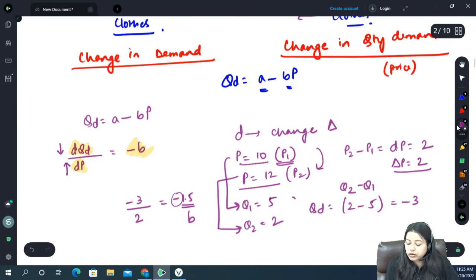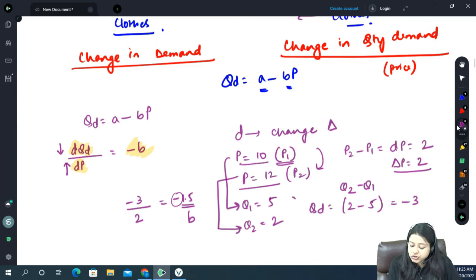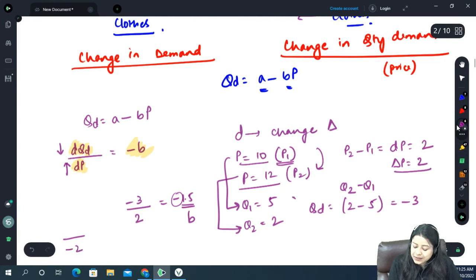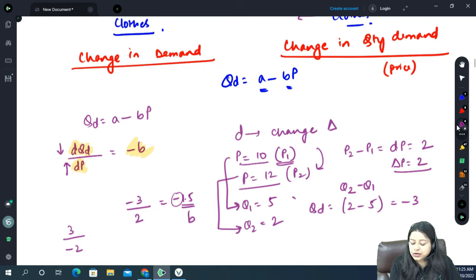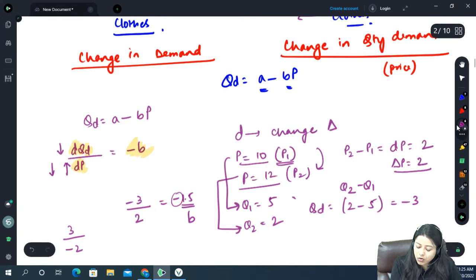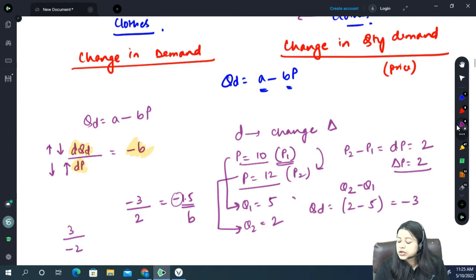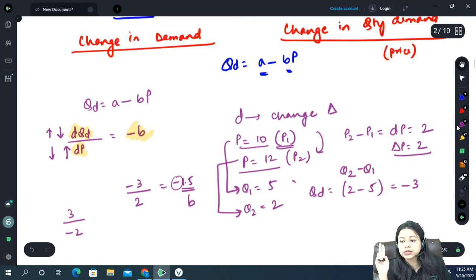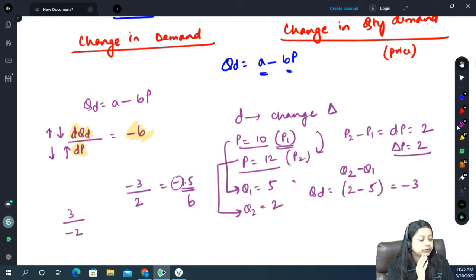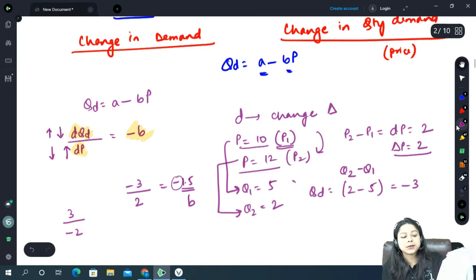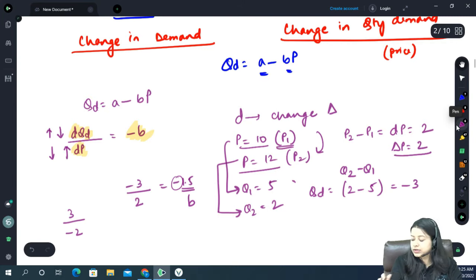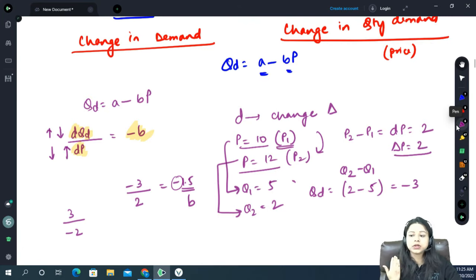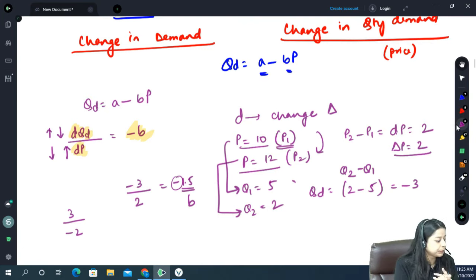Because if it's a positive change in price, you would be writing something positive here and negative there, so again it will give you minus, because it's always opposite. Is it clear? So please just take out 2 minutes and go through the entire thing. I'll be starting with supply then. Take 2 minutes, go through this, take a 2 minute break, and then we'll start with supply.